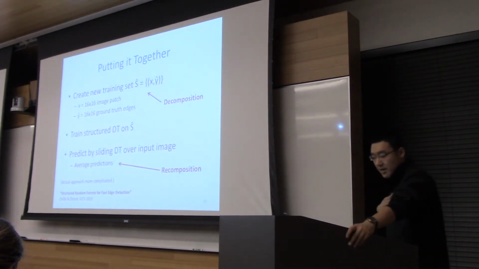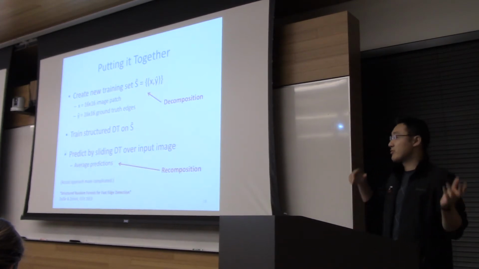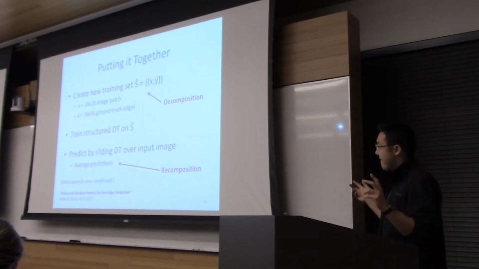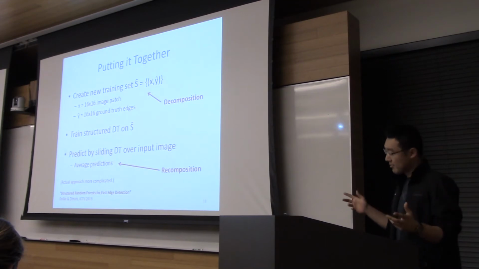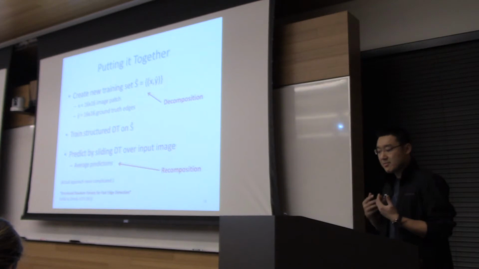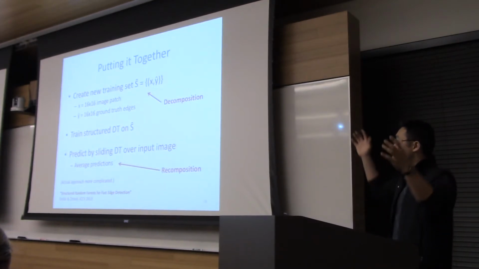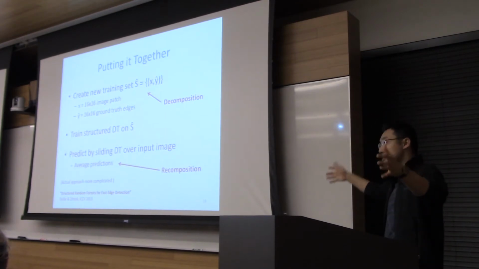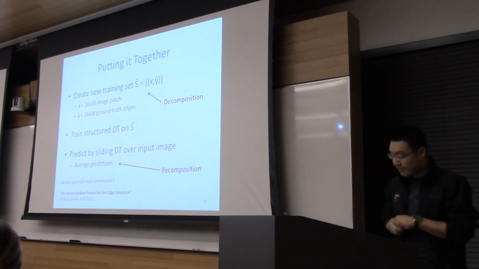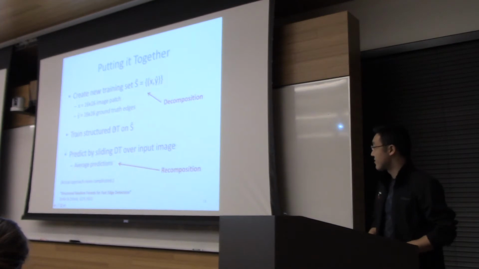And so putting it all together, we create this new training set. We have this old training set, which was 400 by 300 images and a 400 by 300 edge map supervised label. We're going to create a new training set of 16 by 16 images and 16 by 16 ground truth edge labels. So we chop up this big image into smaller ones. Of course, we have lots of big images, so we chop up each of those into smaller ones. We combine them all together to form this new training set. And then we train this structured decision tree on this training set.